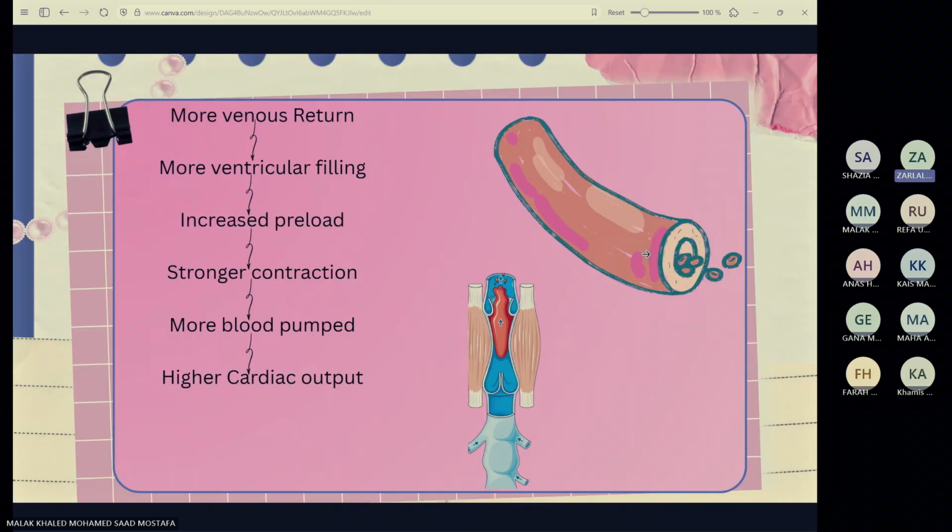Okay, this is just a summary. So more venous return, more blood returns to the heart. Obviously, there will be more ventricular filling. When there is more filling, there will be more preload, and preload is muscle stretch.